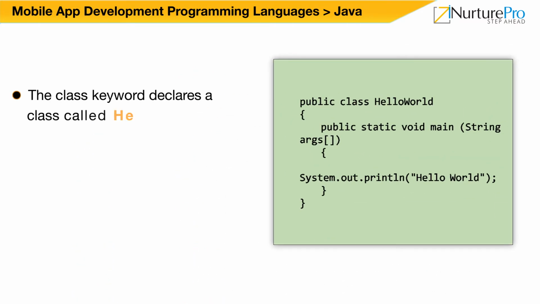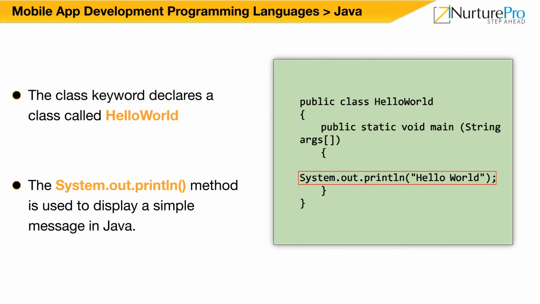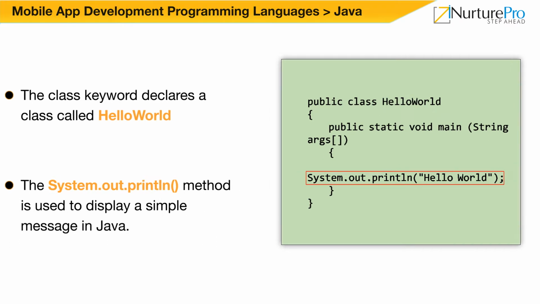This is a basic code to display a simple message in Java. The class keyword declares a class called Hello World. The System.out.println method is used to display a simple message in Java.